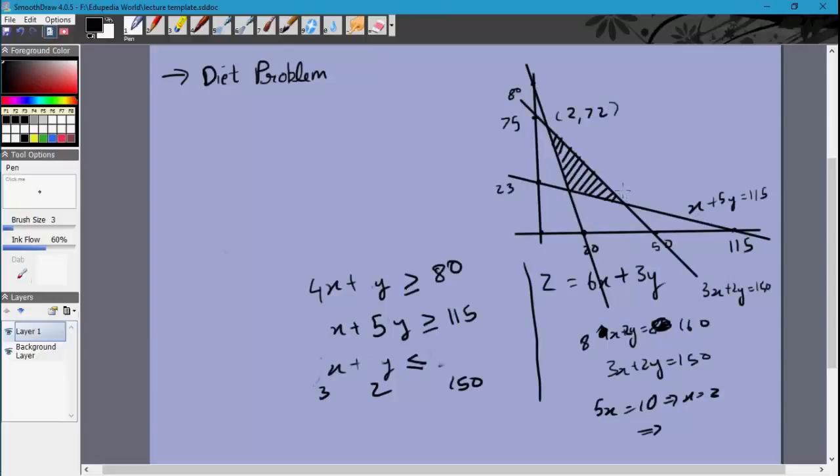Now I'll not solve the other 2 points, you can just do it yourself. This is 15, 20, and this point is 40, 15. And then you calculate the value of z is equal to 6x plus 3y at all these points A, B, and C.